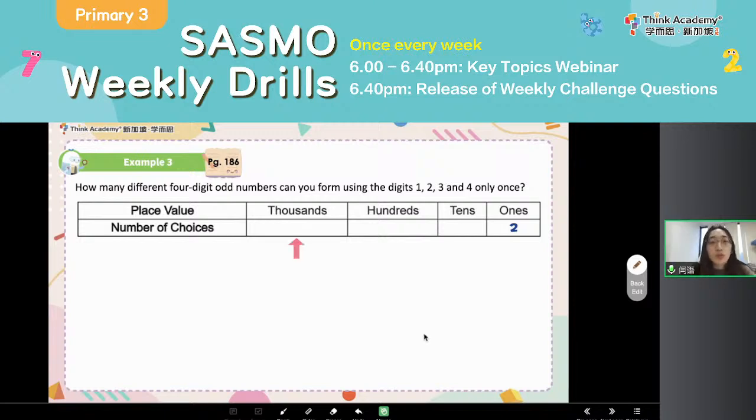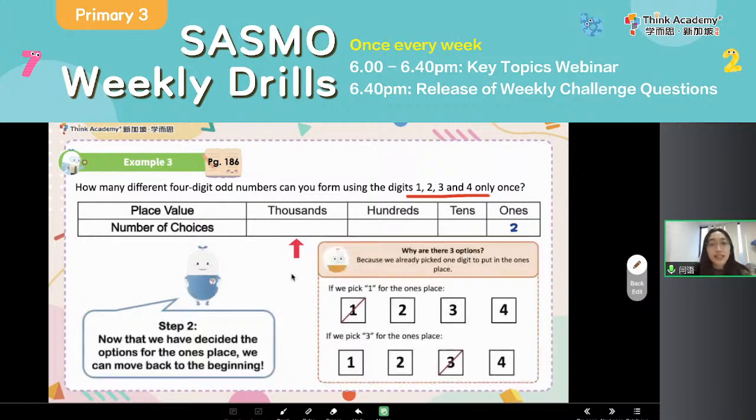Then let's move on to the thousands place. Think about it. All together, we have digit 1, digit 2, digit 3, and digit 4. And you already used 1 digit for the ones place. Then how many choices do you still have for the thousands place value? How many? Think about it. All together, you have 4 digits, and you already used 1 for the ones digit. So how many choices are there? Yes, so then we only have 3, okay?